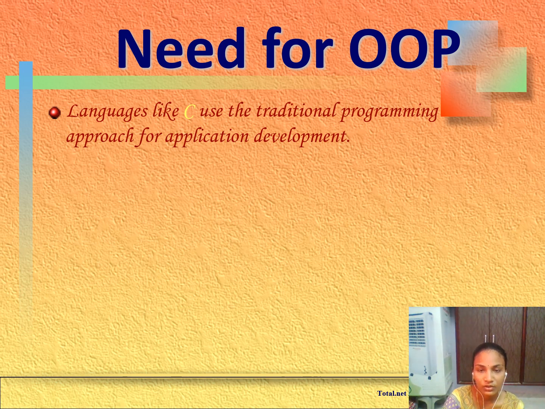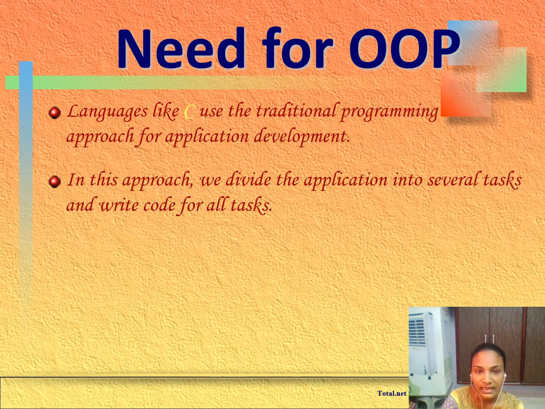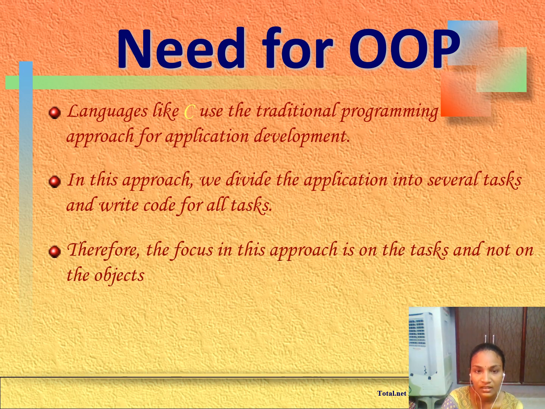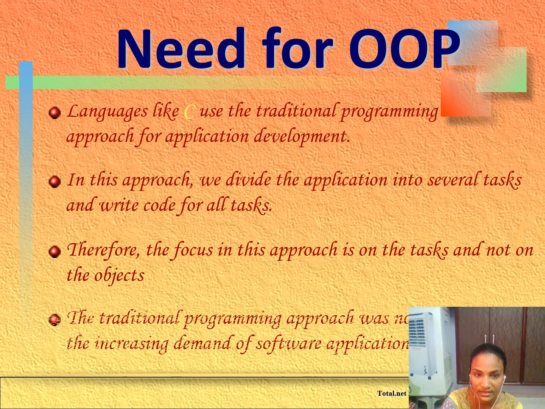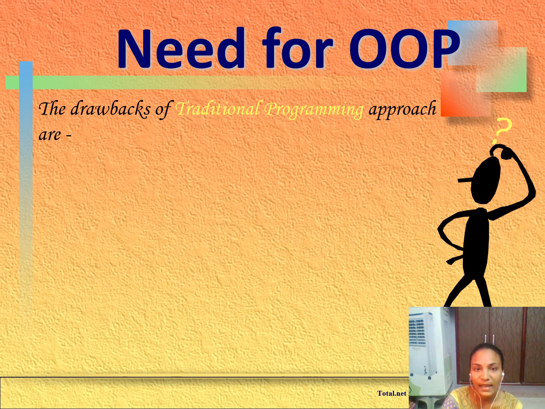Languages like C use the traditional programming approach for application development. In this approach, we divide the application into several tasks and write code for all tasks. Therefore, the focus in this approach is on the task but not on the objects. The traditional programming approach was not suitable for the increasing demand of software applications. The drawbacks of traditional programming approach.